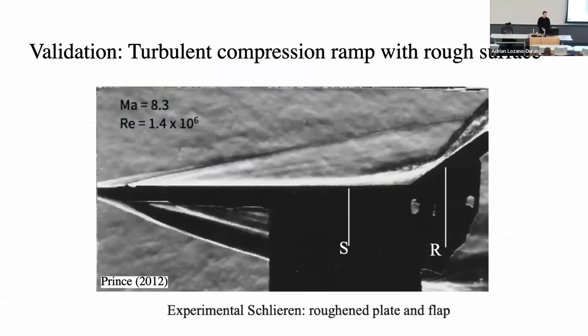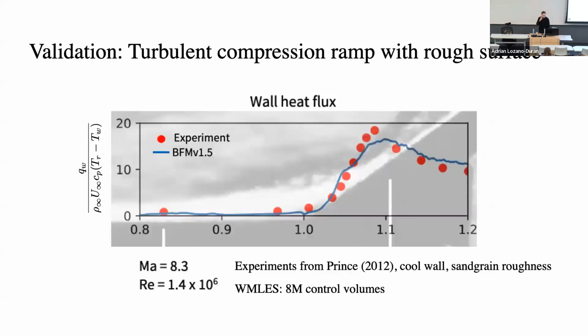I also have a few examples of high-speed flows. For example, this is a challenging one. This is a compression ramp, Mach 8. There is a shock wave at the leading edge, and also there is roughness at the wall. This is coming from an experiment from Princeton. Here what we try to predict is the heat flux at the wall, because that's the only quantity we have from the experiment. The experiment is the red dots, and our model is the blue line.